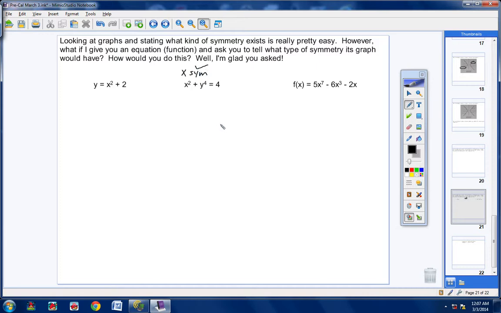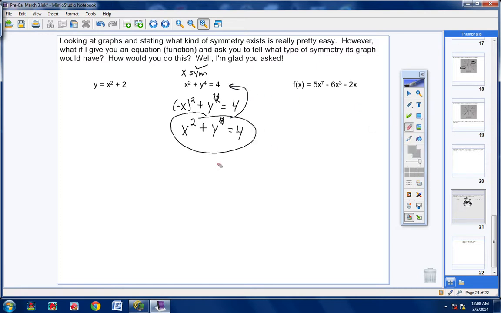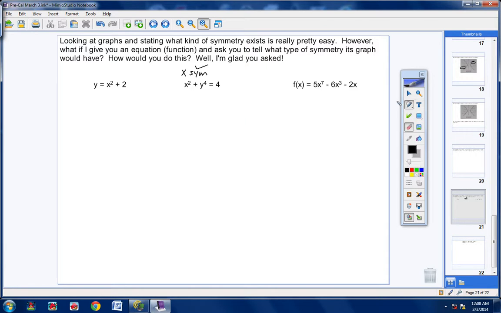Checks, we're good. Now let's check for y-axis symmetry by putting a negative x in everywhere there's an x. You should see right away this one's going to be just fine, because a negative x times negative x is a positive x squared, plus y to the fourth, I apologize, plus y to the fourth equals y. So yes, I did get out the original problem. So yes, this graph also has y-axis symmetry.